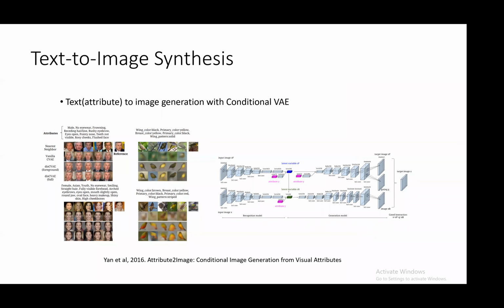Also, as I mentioned, conditional VAE is another powerful tool for text-to-image synthesis. This work tries to generate images from text attributes with a conditional VAE framework. You can see on the face and the birds datasets, they can do a very good job.